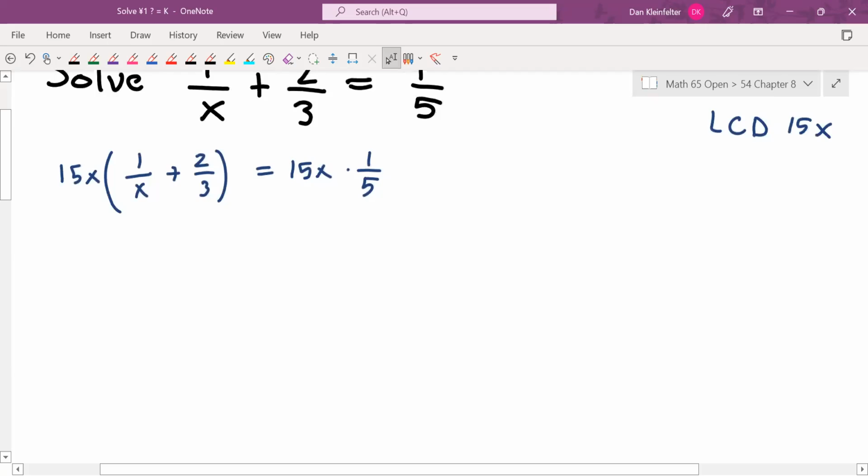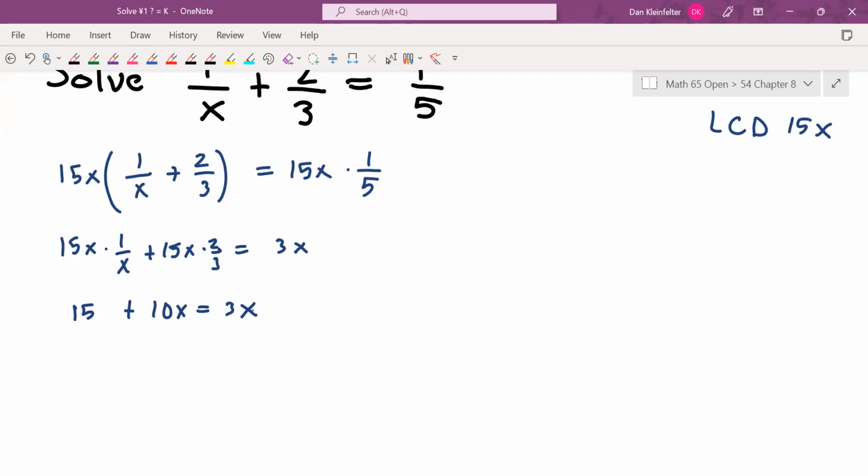So let's see. I'm going to distribute the 15x into our left-hand side. The right side, we're ready to just go ahead and multiply. 15 times 1/5 is 3, so there's 3x. On the left side again, the x's will cancel, leaving us with 15 and no x's. And then 2/3 of 15x is going to be 10x. Okay, so at this point, our fractions are gone, and that's what we needed.